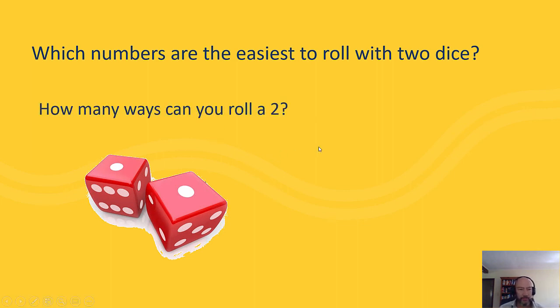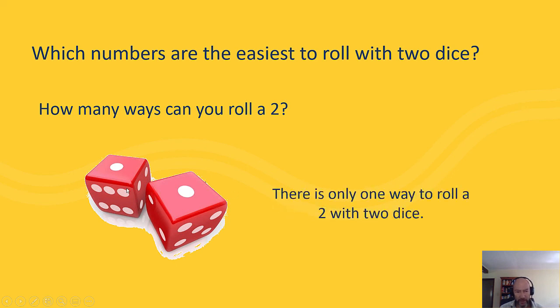So I might ask them, hey, how many ways can you roll a 2, for example? Snake eyes, how many different ways? And it turns out there's only one way to roll a 2 with 2 dice, because you have to get a 1 and a 1. And so it's like, okay, so your odds of rolling a snake eyes are actually pretty slim.